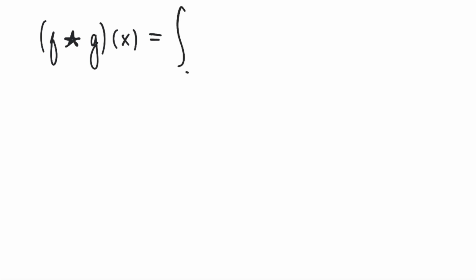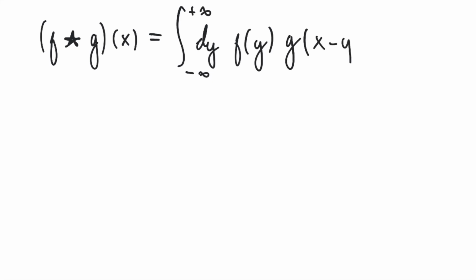But today I'm going to concentrate on convolutions, which I'll note with a star, and I define like this. If I have two functions, f of x and g of x, the convolution f star g is the integral from minus infinity to plus infinity over some auxiliary variable y of f evaluated in y times g evaluated in x minus y. Okay, this is a definition of this operator, which I call convolution.